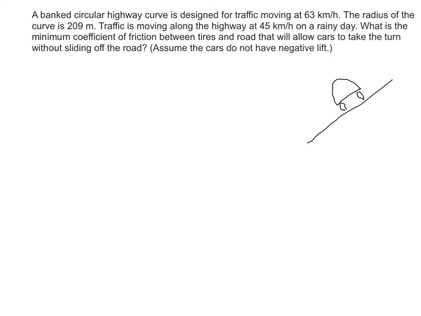So the first thing to understand is at 63 kilometers per hour, we're told that that's what the road is designed for. It's designed so that it can make the turn with zero friction between the car and the tires, right?